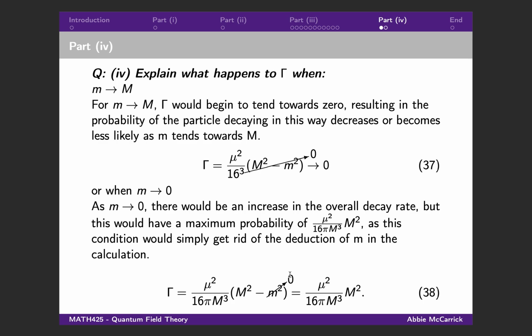So if m does eventually get to 0, then the decay rate is at its maximum probability of mu squared over 16 pi m cubed times big M squared, as this condition as a whole would eventually get rid of the reduction in this calculation here, as we can see in 38.